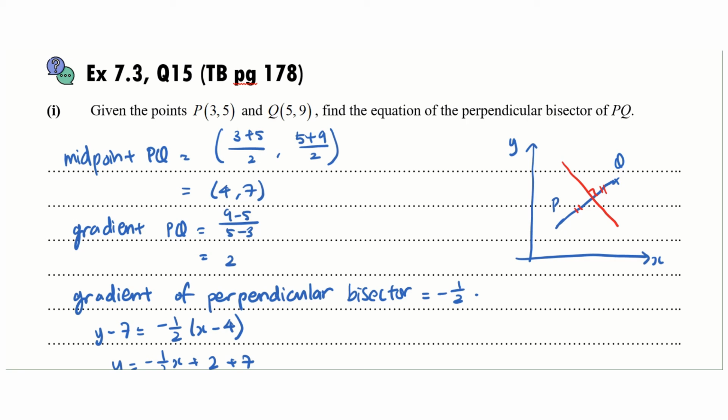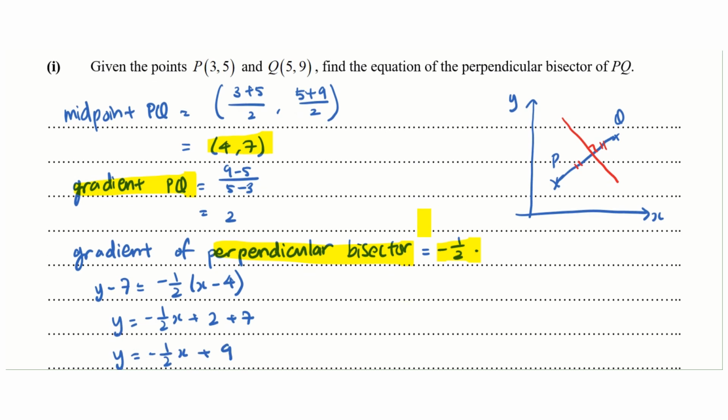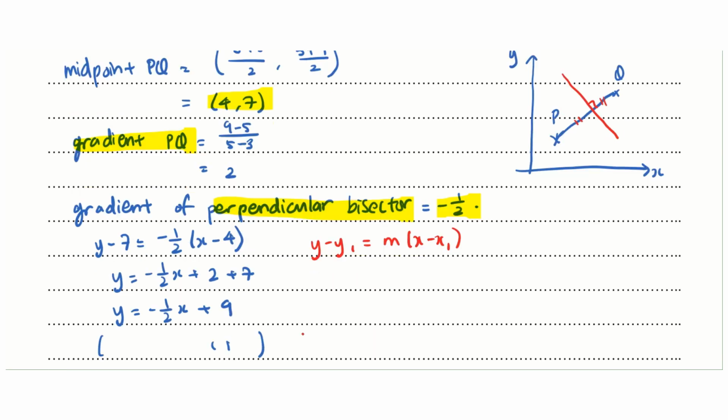So let us first find the coordinates of the midpoint. Using the coordinates of P and Q and the formula, we will get that the midpoint of PQ is (4, 7). Then we find the gradient of PQ, and that will help us find the gradient of the perpendicular bisector, which is -1/2. Then we use the equation of a straight line formula, y minus y1 equals m times x minus x1, and simplify to get y equals -1/2 x plus 9.